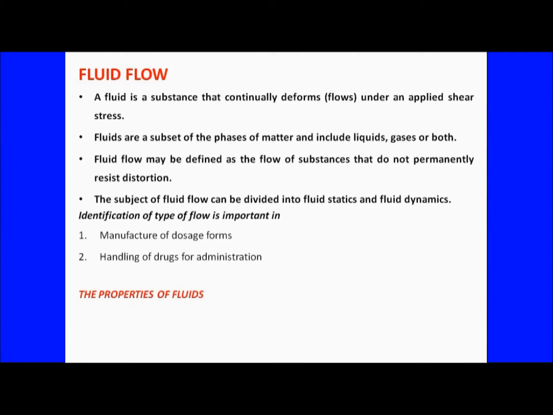So basically there are three properties of the fluid. First of all, it is viscosity. We are going to discuss in detail in the coming slides. Next one is surface tension. Then it is compressibility. So first of all, viscosity. Viscosity can also be defined as the resistance. Viscosity is a measure of fluid resistance to flow. Means the fluids always try to resist the flow.